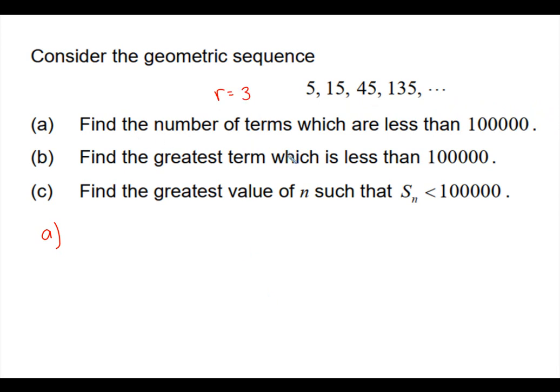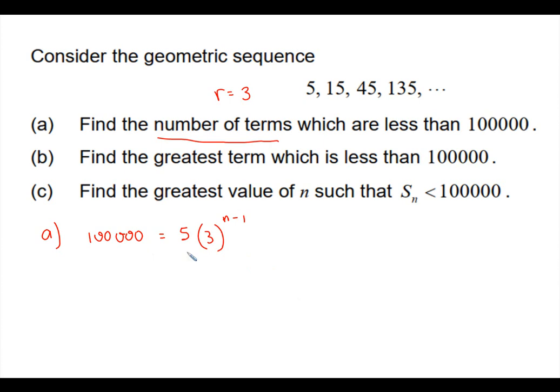So to find the number of terms, I'm going to use the nth term formula, and we want it to be less than 100,000. The first term is 5, r is 3, and then we have to the n minus 1 power. Once you have this set up, this would typically be a GDC problem.